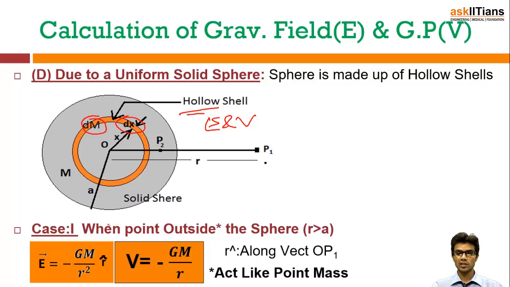Case 1 is when the point is outside the sphere. In that case, E is equal to minus GM by r square and V is equal to minus GM by r, just like a point mass. And the direction is towards the center.